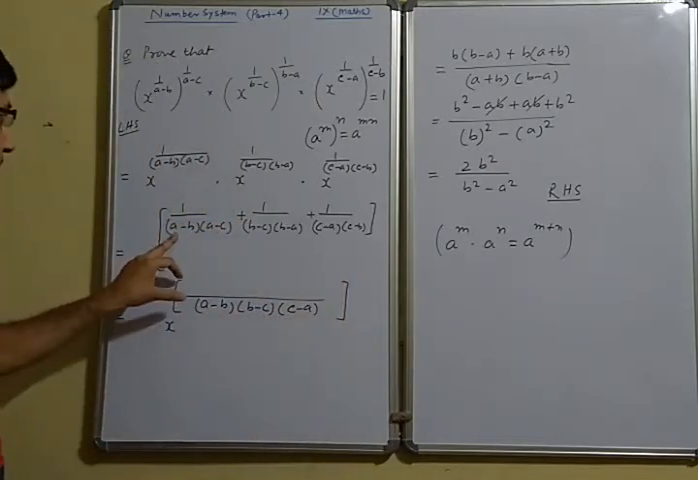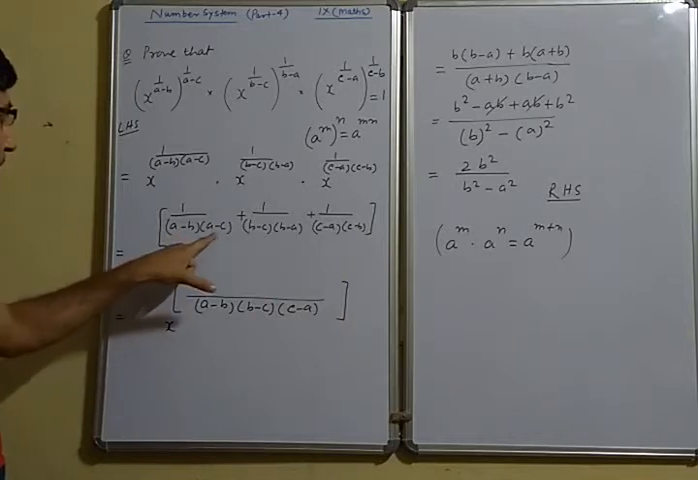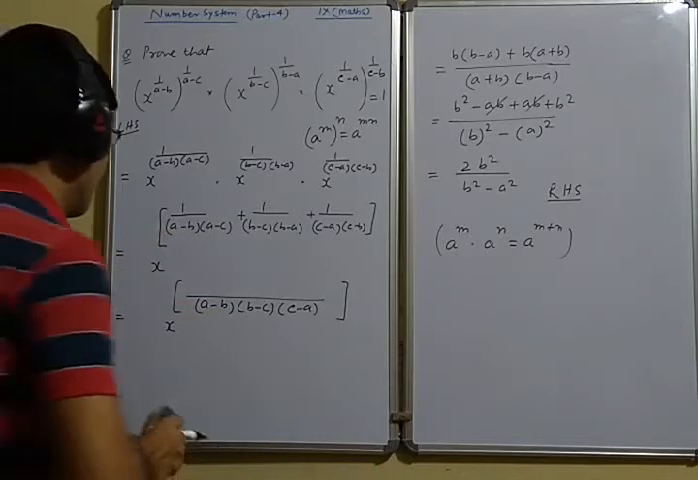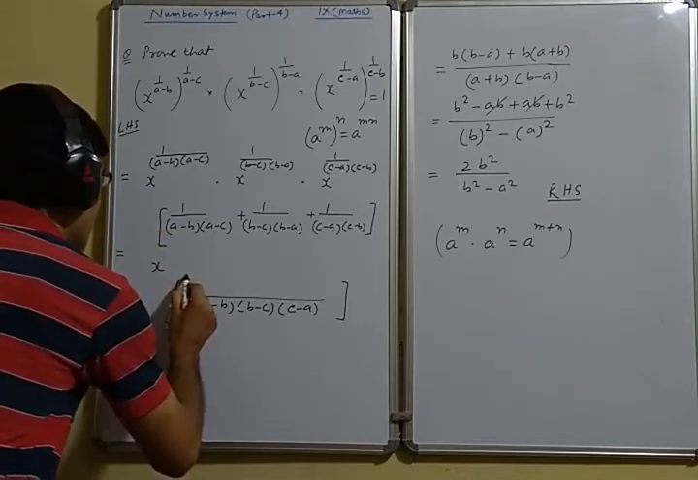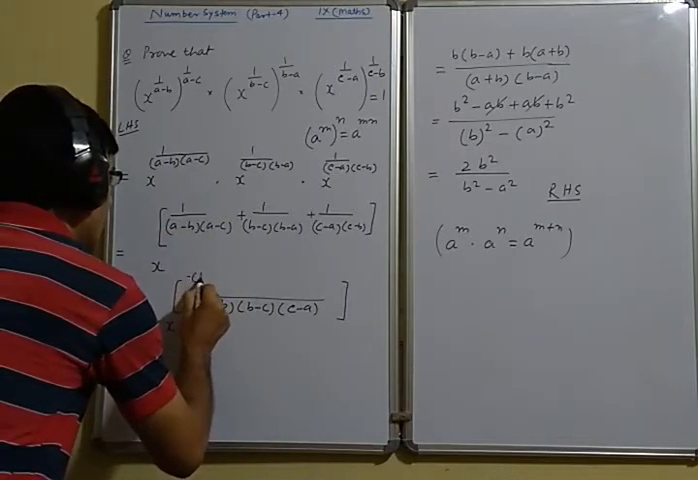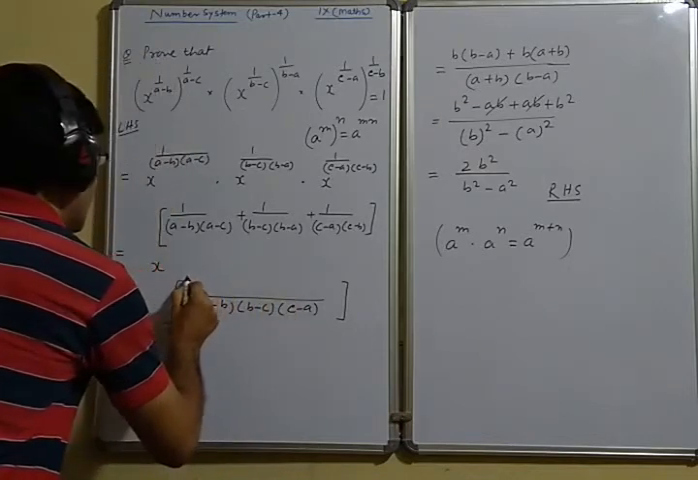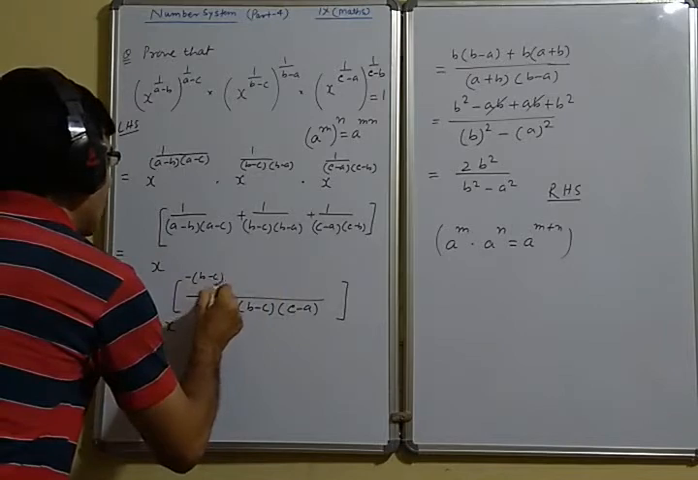A minus b cancel out. A minus c, that is minus c minus a. So it becomes minus b minus c. So in bracket we will get minus B minus C minus B minus C.